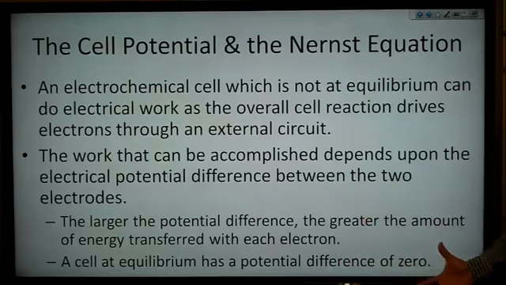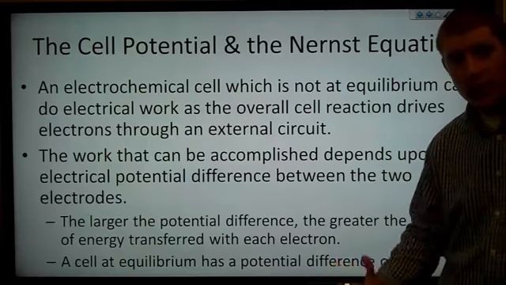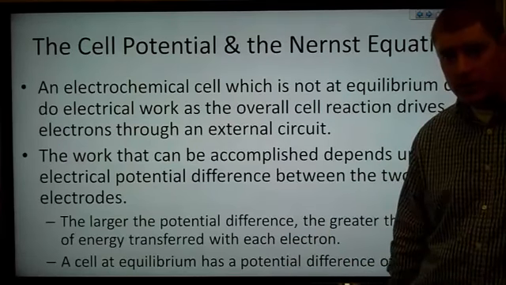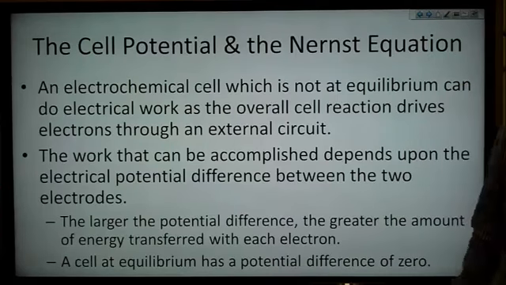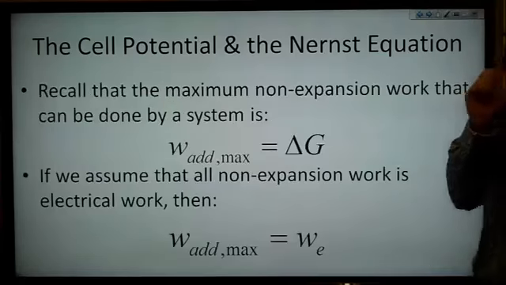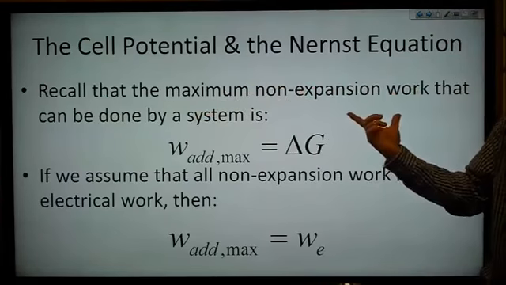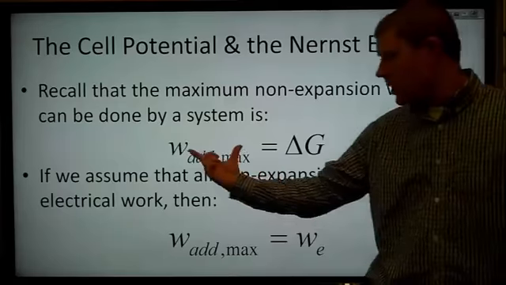So a cell at equilibrium has a potential difference of 0. If the potential difference is 0, then we can get 0 work out, which for us generally means it's a dead cell, it's not useful to us, and we throw it out or recycle it. Don't throw batteries away. So remember that the maximum non-expansion work that can be done by a system is W max.